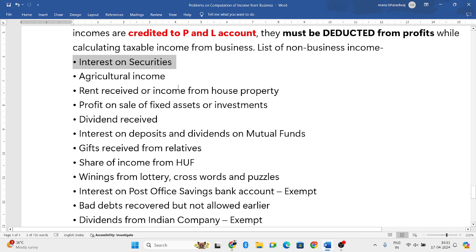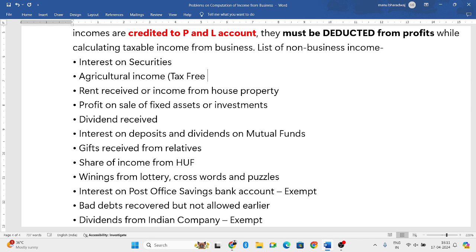Agricultural income. This agricultural income is a tax-free income. As you know, in Income Tax 1, the first thing you learn is to solve problems on classifying income as agricultural or non-agricultural income. You know that agricultural income is exempted income. So there is no tax. It is a tax-free income.